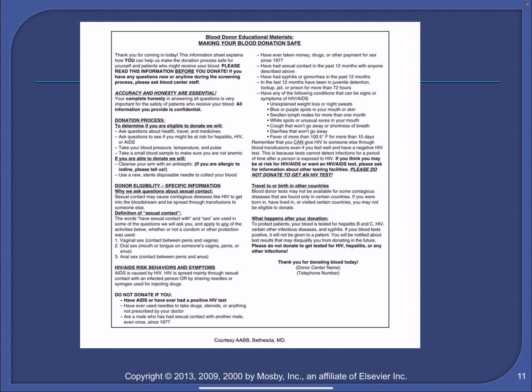There's also some information on the do not list: do not donate to get a test. So if, for example, you think you may be at risk for HIV or AIDS or any other infection, do not donate simply to get a test. You could ask the staff members where a person can get a test. So basically just some general information so that the donor knows the whole purpose of this. And at the end, there's a nice thank you note from the blood center, and also the address and the phone number in case the donor has any questions.